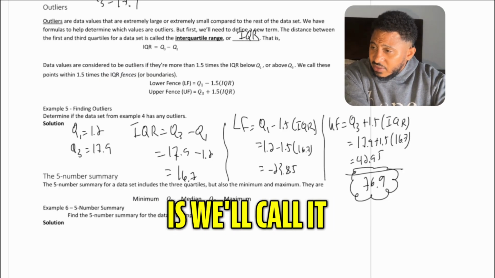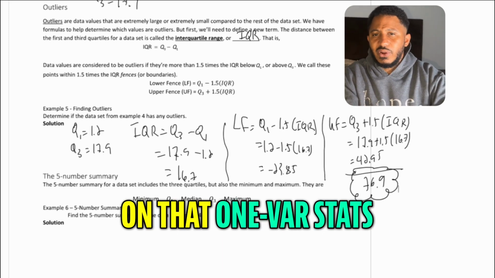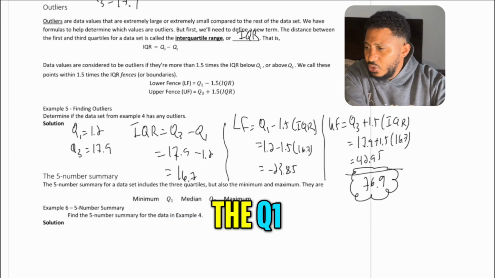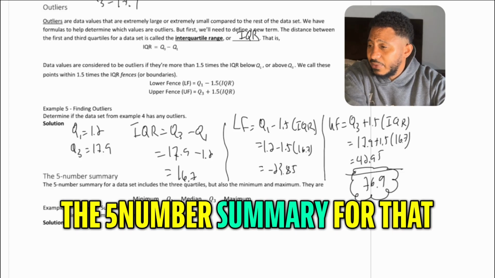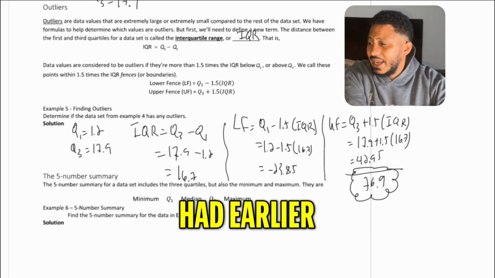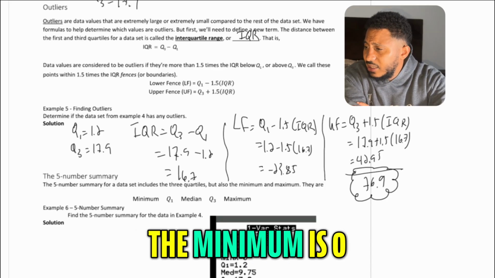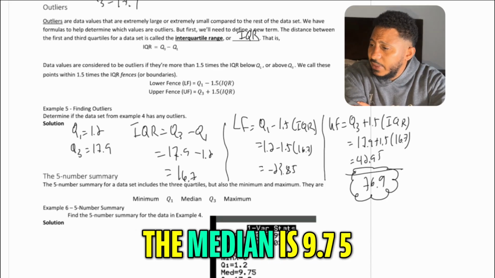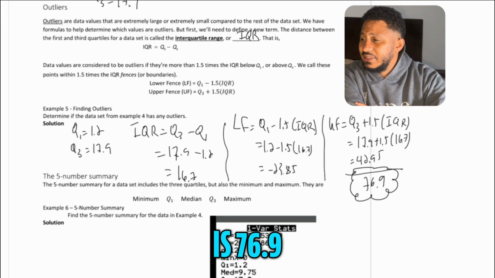So the next thing we want to talk about is what we call the 5-number summary. The 5-number summary is just those last 5 numbers on that one var stats, and that's the minimum, Q1, the median, Q3, and the maximum. So this one asks for the 5-number summary for the data set we had earlier. If we look at our one var stats from earlier, the minimum is 0, Q1 is 1.2, the median is 9.75, Q3 is 17.9, and our maximum is 76.9.